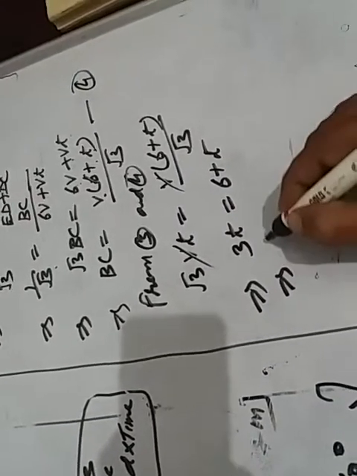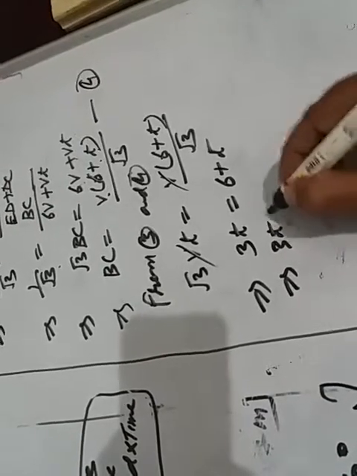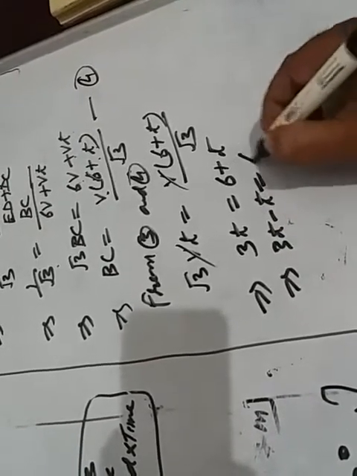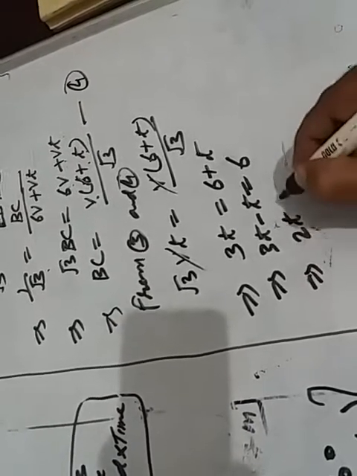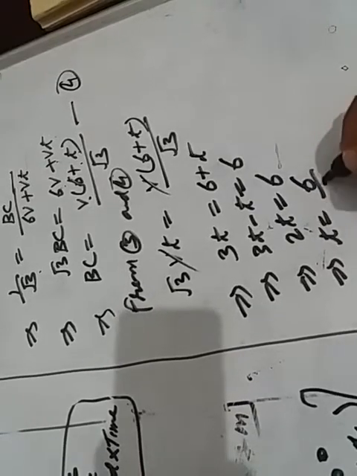This implies that 3T minus T equal to 6. This implies that 3T minus T equal to 2T equal to 6. This implies that T equal to 6 upon 2, that is 3, and this implies that T equal to 3 seconds. Okay children, what is this? Means T we had to find out.